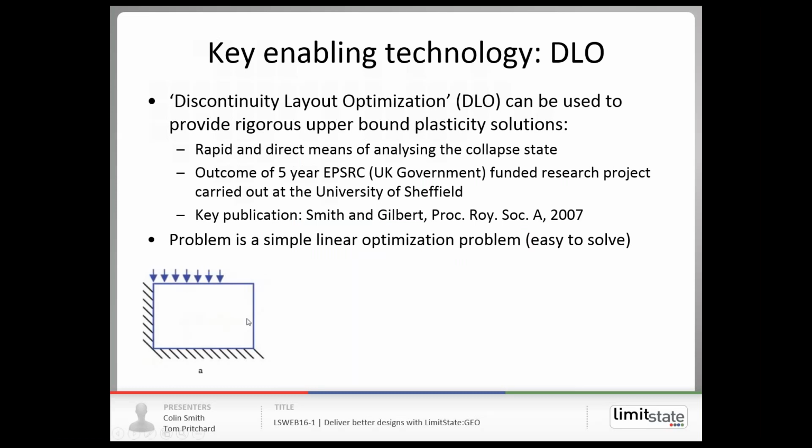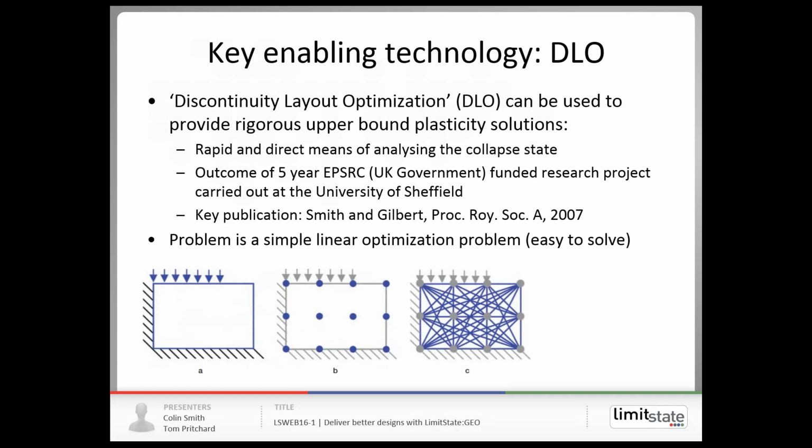Let's take a very simple example here. We have a block of soil, rigid boundaries to the base and to the left, and a load up there. What we do is we populate the domain with nodes, not with elements. So here we've got 12 nodes, and we connect every node to every other node, which in this case gives us, I think, 66 possible connections.